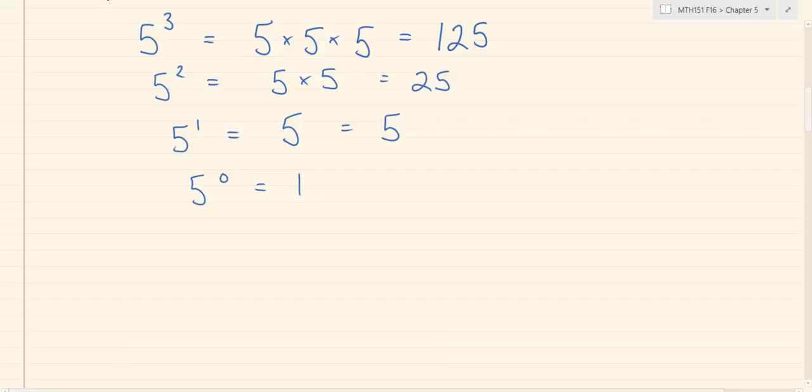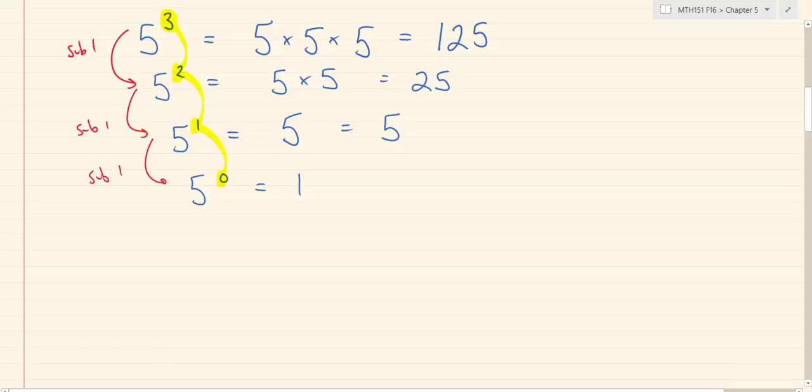Why? Pattern recognition. Check this out. How do I go from 3 to 2 to 1 to 0? What am I doing each step of the way? Subtracting 1. So to go from here to here, I subtract 1 from my exponent. And to go from here to here, I subtract 1. And to go from here to here, I subtract 1.